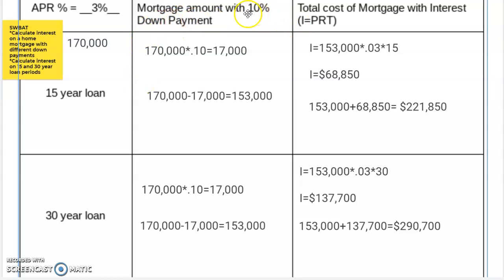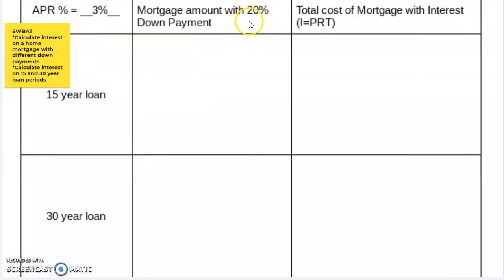So this is again with a 10% down payment. So you're paying 10% of your house cost right out of your pocket. If you go on to the next slide, we're going to look at how that cost is affected if we pay 20% of a down payment with the same loan periods of 15 years and 30 years.